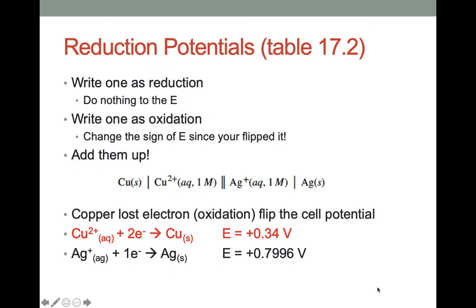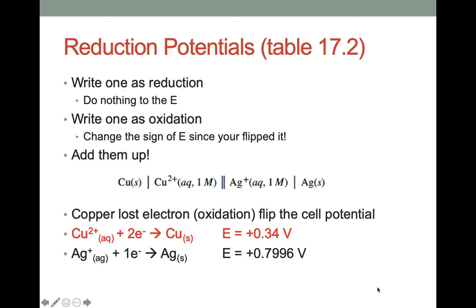In your book, table 17.2 is a standard reduction potential table, and everything on that table is written as a reduction. You have to have one oxidation and one reduction. So one of the reactions is going to have to be flipped, and when you flip it, just like in thermochem, you will change the sign of the E0 on that table. Once you flip it and change the sign, now you just add those two values together. If that value is a positive number, then it is a galvanic cell. If it is a negative number, then it is an electrolytic cell.